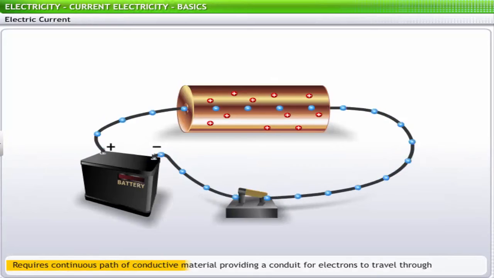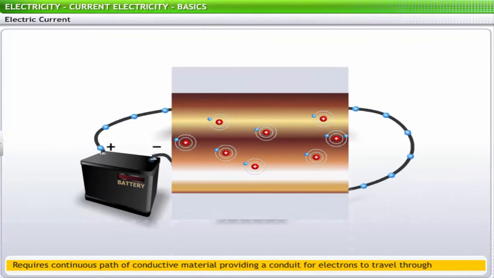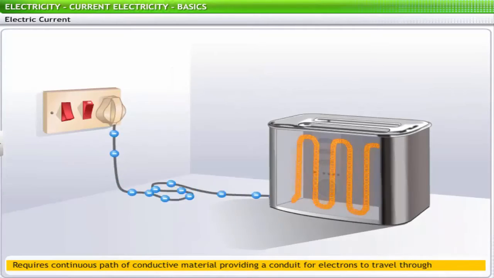Electric current requires a continuous path of conductive material to provide a conduit for electrons to travel through. Electrons move in the empty spaces within and between the atoms of a conductor. As each electron moves uniformly through a conductor, it pushes the one ahead of it. Thus, all the electrons move together as a group.